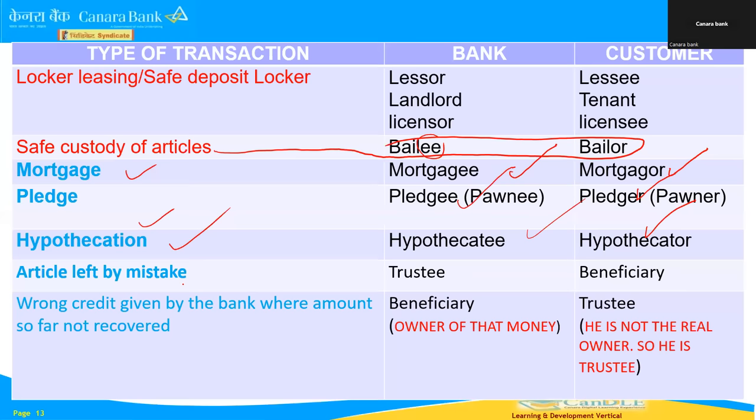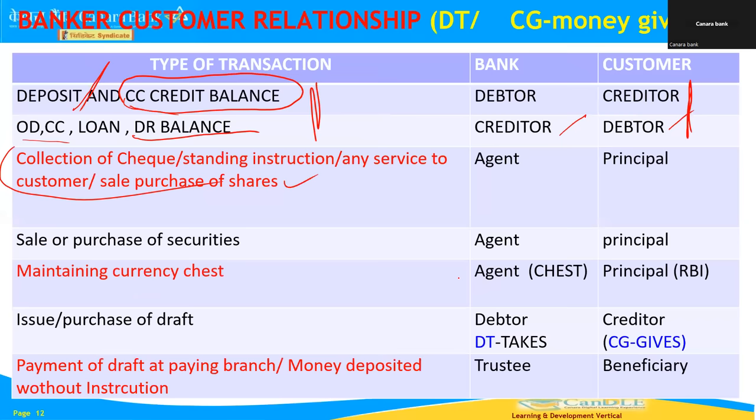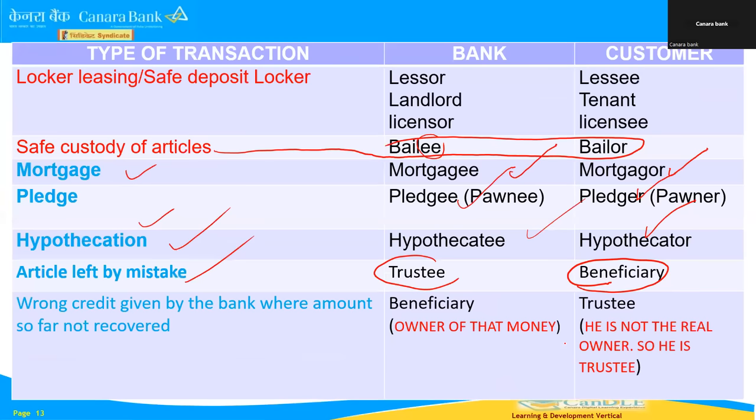Articles left by mistake. Gold, when in the locker or somewhere in the branch, somebody left an article. Same. Who is the owner? Original owner is a beneficiary. As a trustee, you are acting on behalf of the customer. So beneficiary is your customer for this left out article. Trustee is your bank. Same thing. Here also you see, you deposited money, no? Beneficiary, trustee. Anything left in your bank without any instructions, remember, your bank will act as a trustee on behalf of the customer. The original owner will be called the beneficiary.